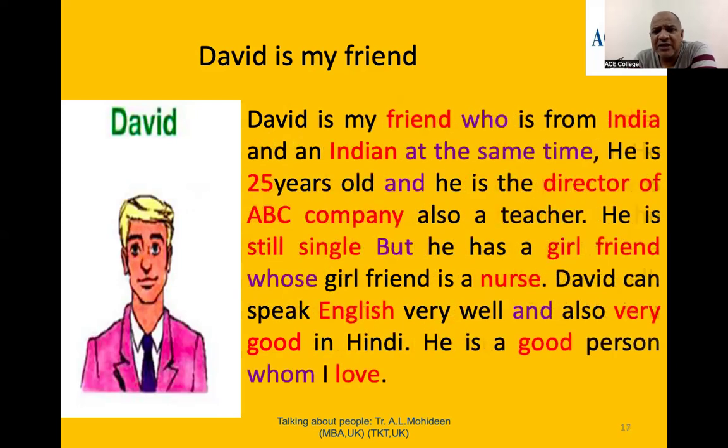Now the same sentences you can put into complex, as we discussed about John David. So this is David. David is my friend who is from India. Now you're joining together an Indian. At the same time, he is 25 years old and he's the director of ABC company, also a teacher. He is still single, but he has a girlfriend whose girlfriend is a nurse. David can speak English very well and also very good in Hindi. He is a good person whom I love.